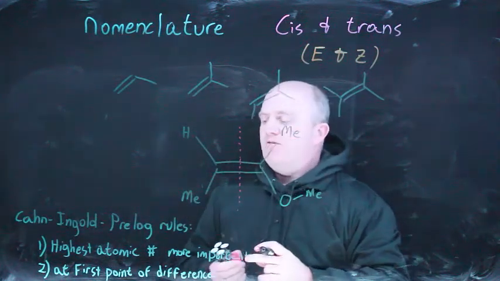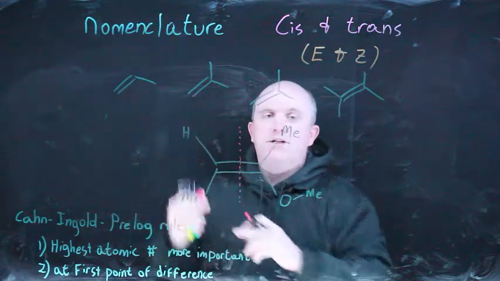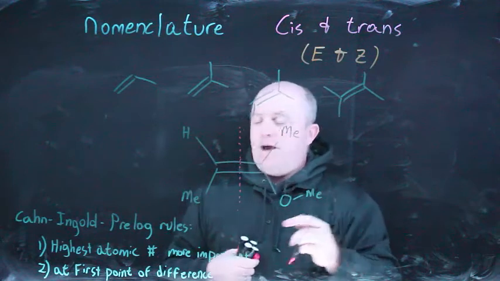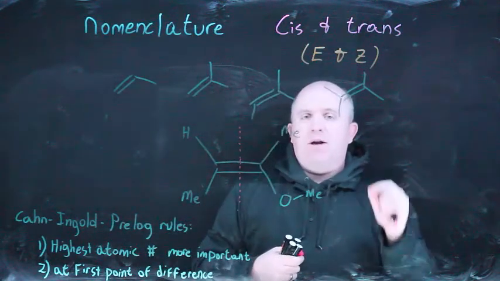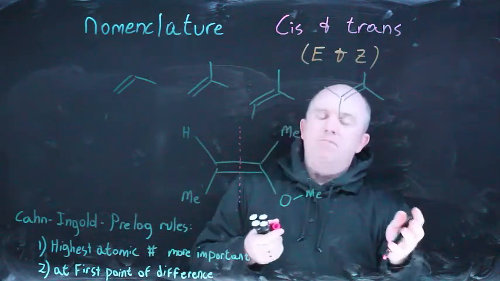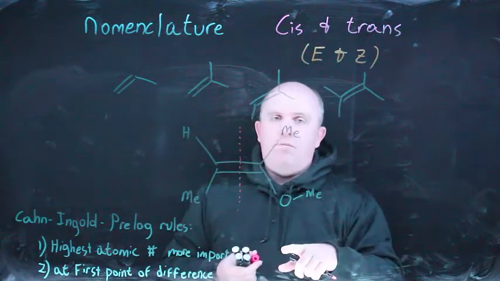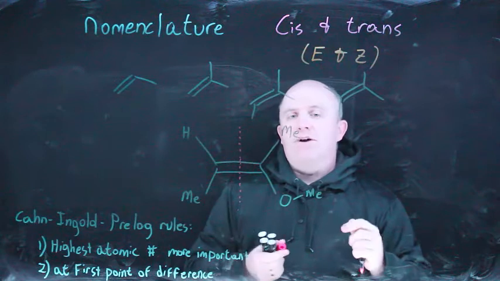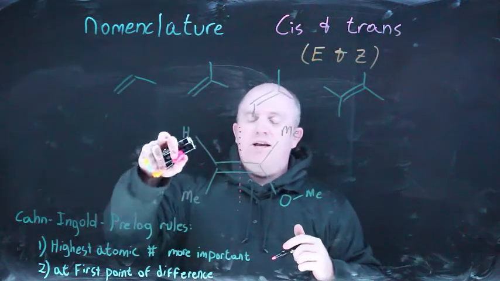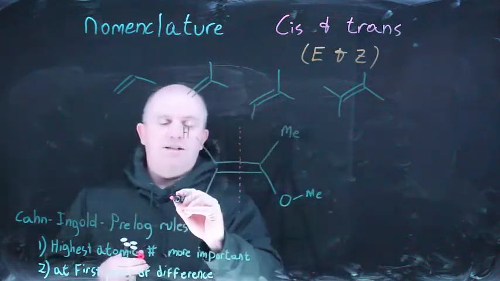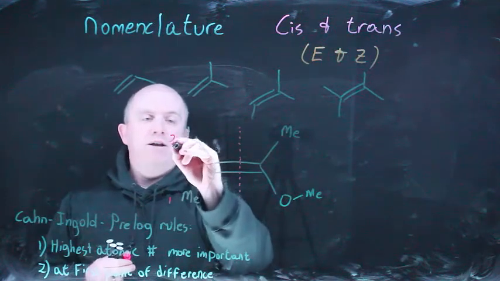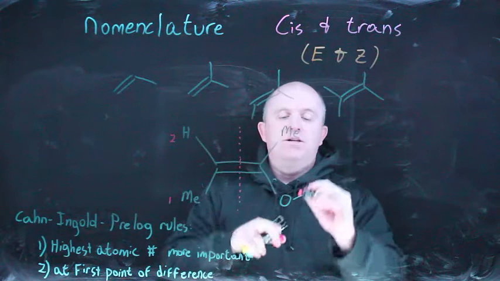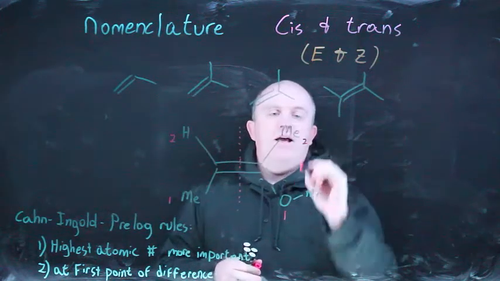What you're trying to do is figure out which one of these groups is higher priority, which one is more important. There are basically 2 rules that matter, and the first rule is the highest atomic number, in other words the bigger, heavier atom is the thing that's more important. And if there's a tie, then you keep going until you come to the first point of difference. So between methyl and H, methyl is more important, it's priority 1, and the H would be priority 2. And then over here, an oxygen is heavier than a carbon, so the oxygen is going to win, and that would be 1.